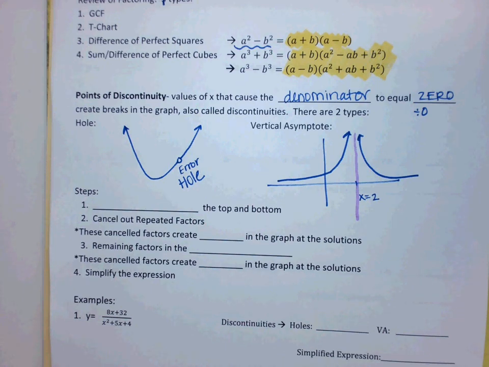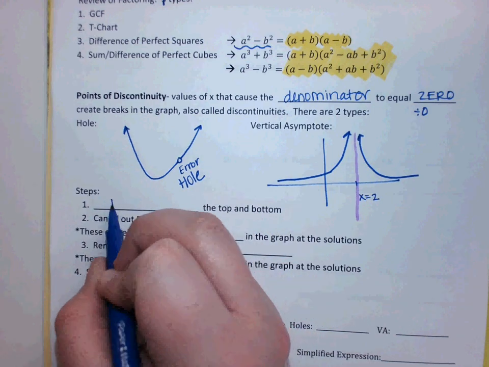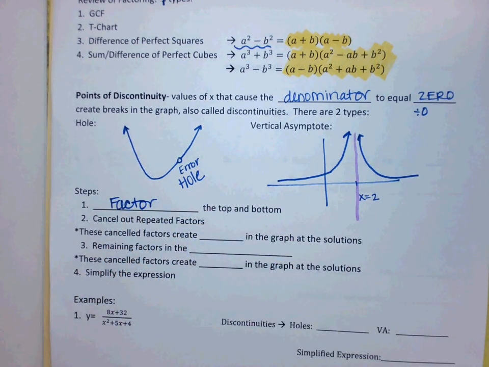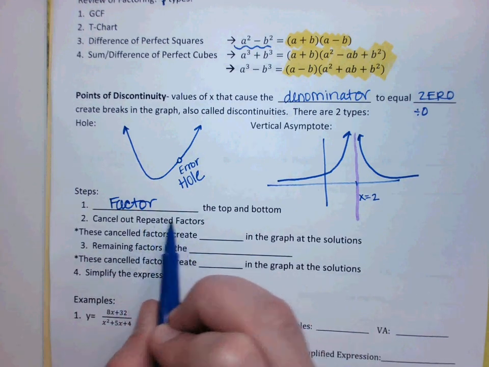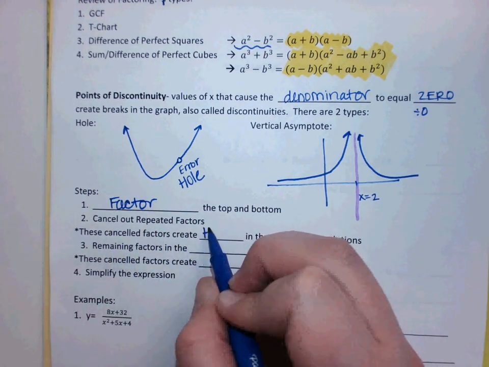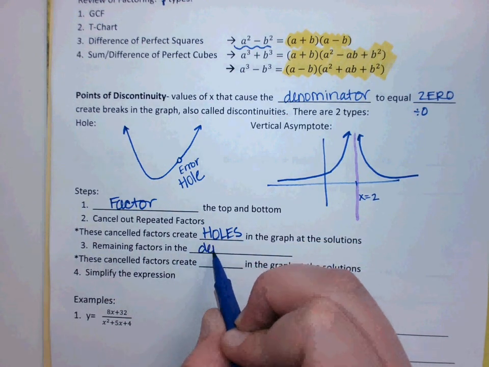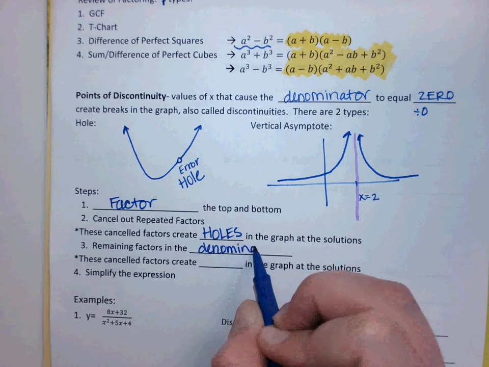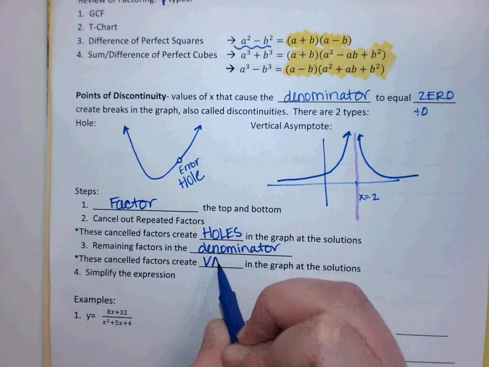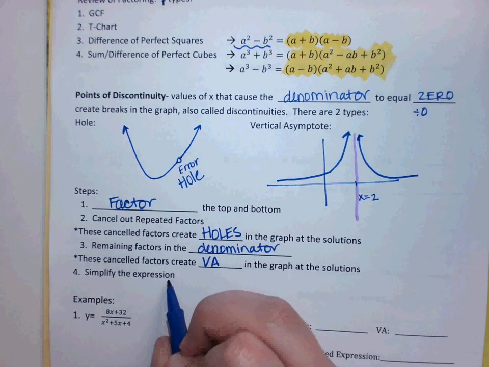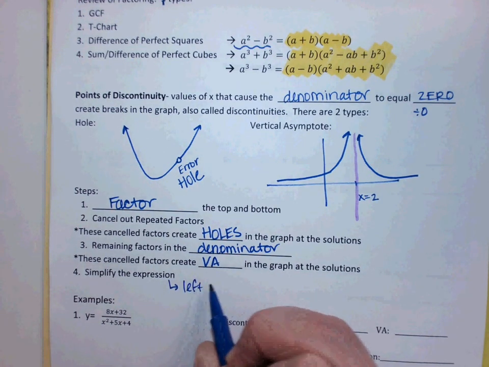So the way that you can tell the difference is you are going to factor out the top and the bottom. Then any repeated factors are going to cancel. Those create holes in the graph. Any factors remaining in the denominator, which is the bottom, create vertical asymptotes. Then the simplified expression is basically just whatever is left over.